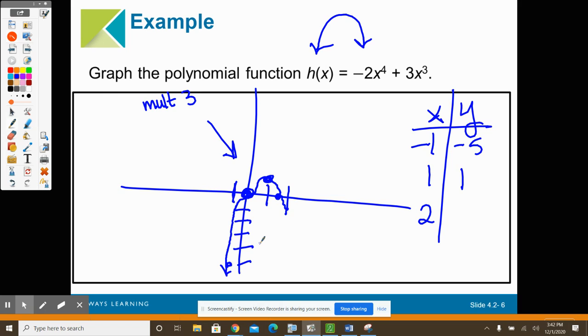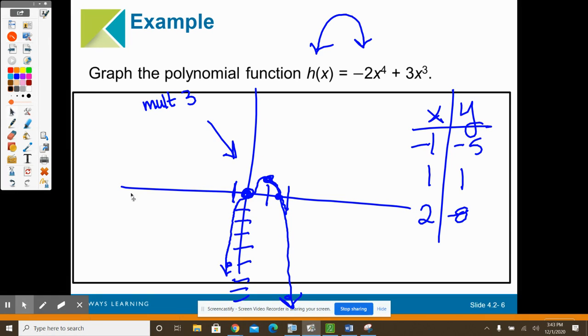Negative 2 times 2 to the 4th plus 3 times 2 to the 3rd. That's negative 8, and that goes down pretty fast. And that's a single root. That's 5, 6, 7, 8. So it'll be down here. And whoop, there it goes. That's what I think my graph looks like. And then you type it in your graphing calculator to see how you did.